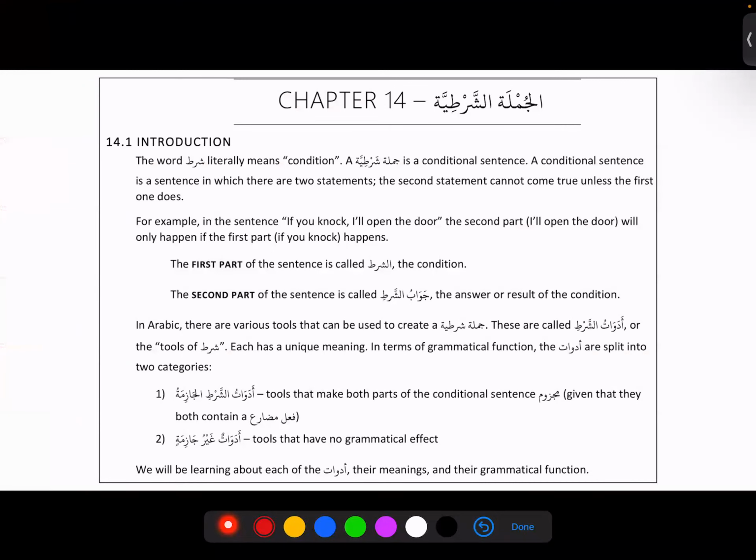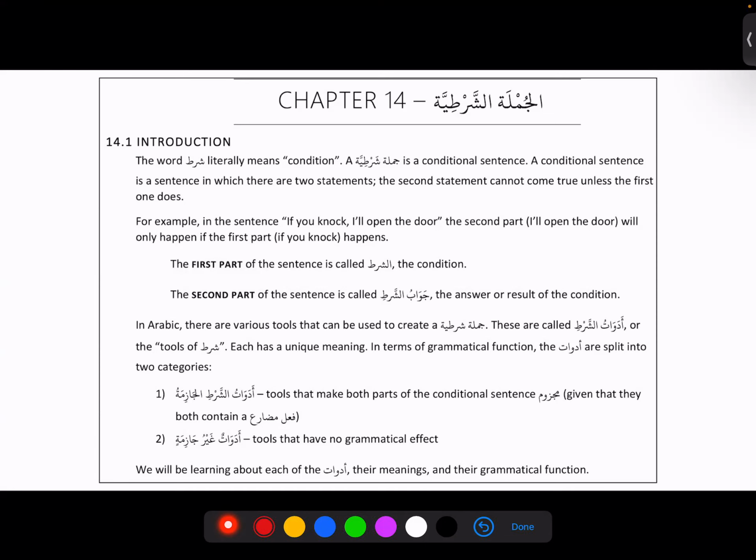So we just touched on it in our basic nahw. So jumla shartiya is basically, in English, what we call conditional sentences, right? And conditional sentences basically have two parts: the shart part and jawabu shart. In English we can call them if and then, right? So if the first condition is met, then something would happen. If you work hard, then you will succeed. So this is basically a conditional sentence.